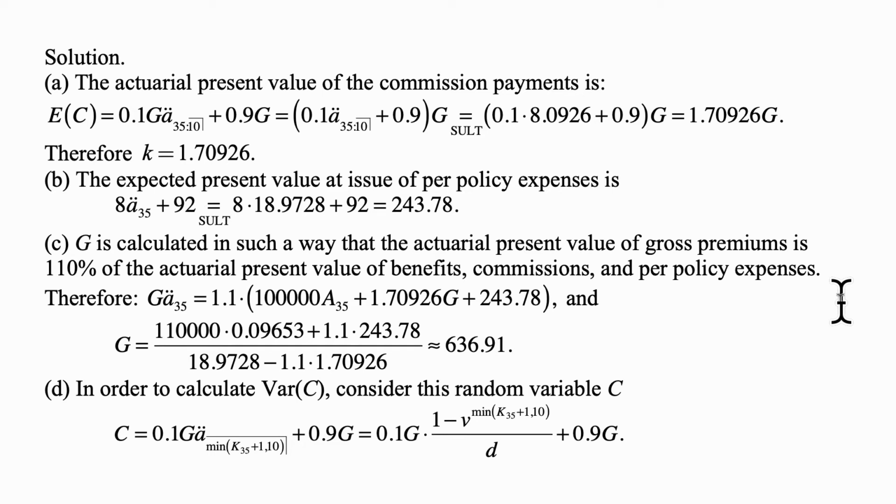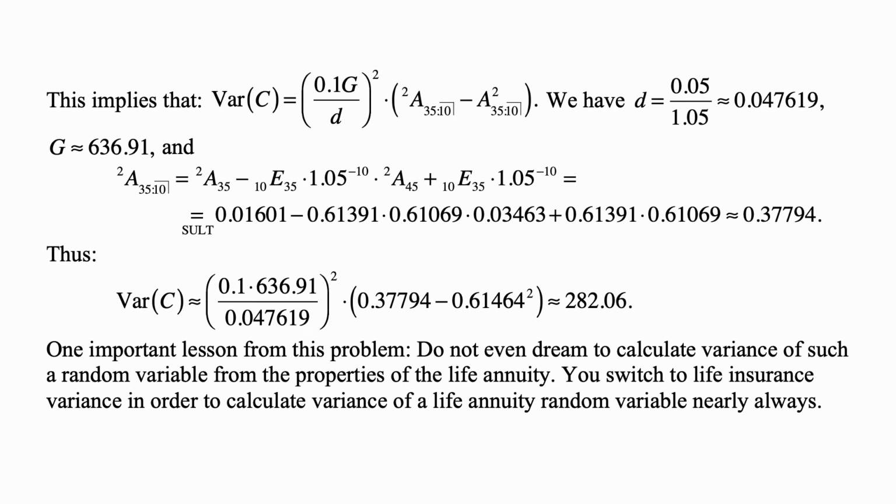Now for Part D, in order to calculate the variance of C, consider this random variable, C, equals 0.1 G ä angle minimum of K35 plus 1 and 10 plus 0.9 G. So this is 0.1 G times 1 minus v to the power minimum of K35 plus 1 and 10, over d, plus 0.9 G. And this implies that the variance of C is 0.1 G over d squared times [2A35:10 minus (A35:10) squared].